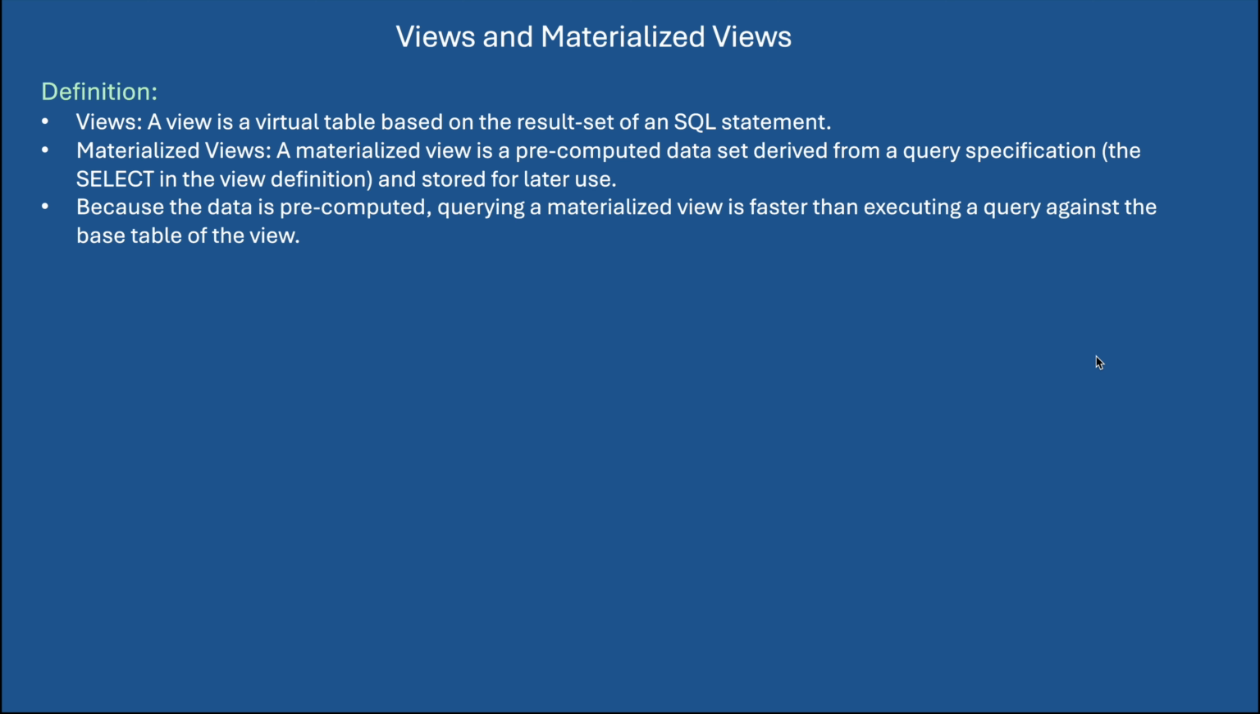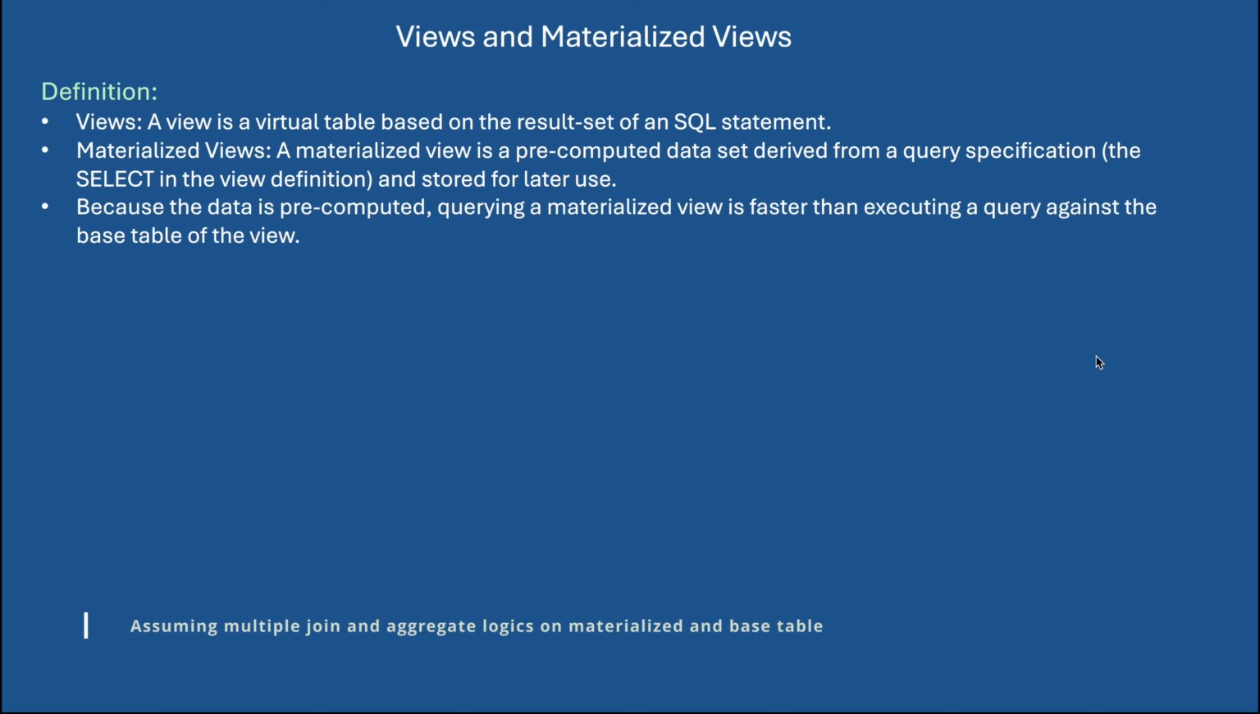Views are usually of two types, as you may have known. One is the materialized view and the other is the non-materialized view, or simply a view. A materialized view is a pre-computed data set derived from a query specification, usually the select in the view definition, and is stored for later use. Because the data is pre-computed in the materialized view, querying a materialized view is faster than executing a query against the base table of the view.